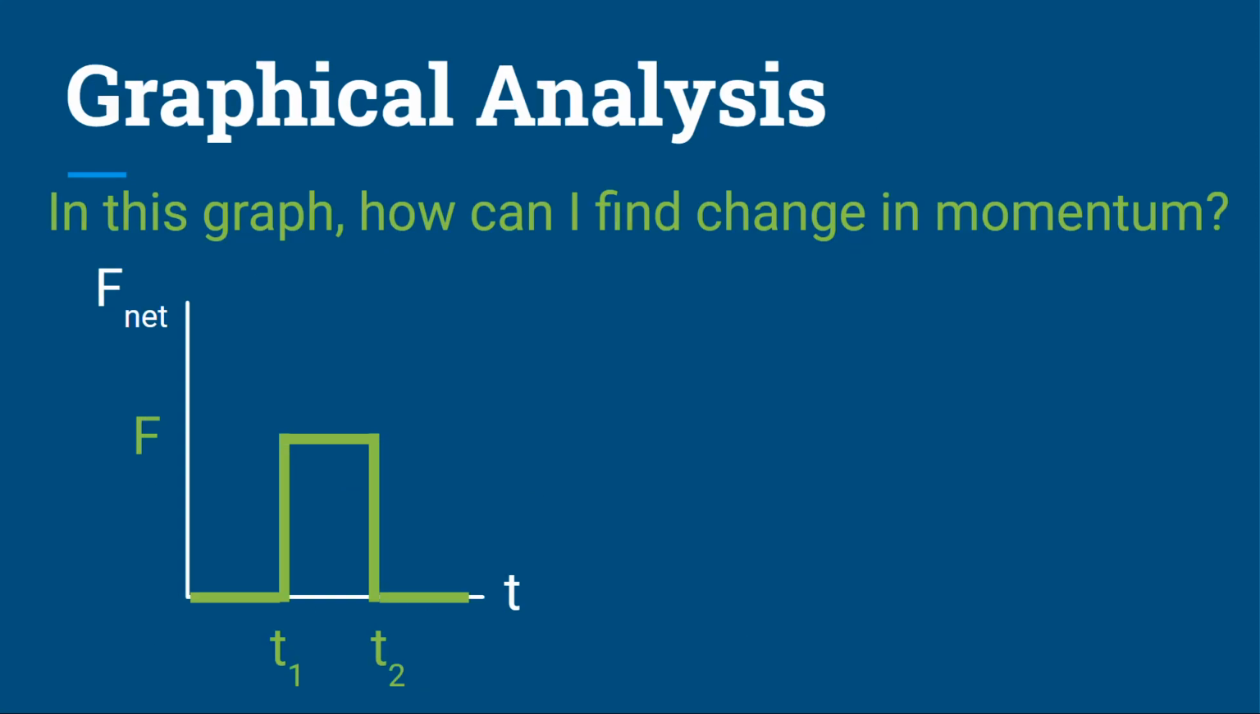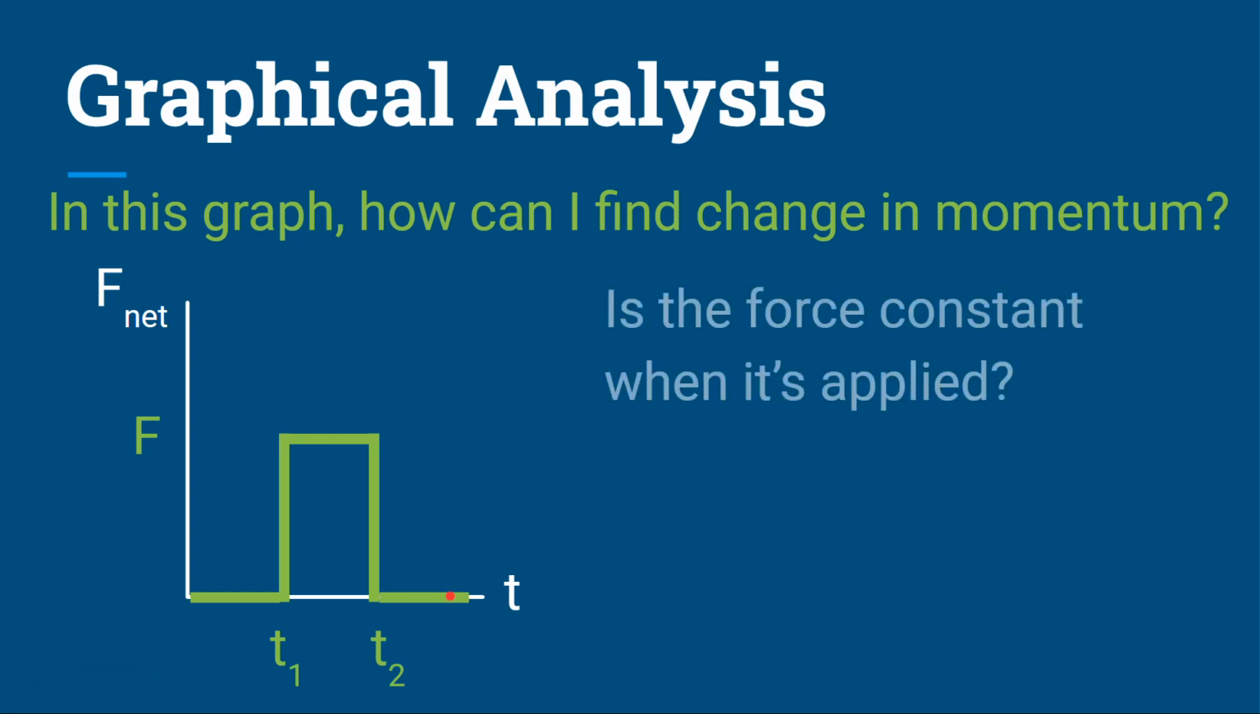All right, so let's look at this graphically. Okay, so in this graph, how can I find change in momentum? This is a force time graph, and you can see that I have a couple times labeled T1 and T2. I have initially no force and then a bunch of force, whatever this value is, applied between T1 and T2 and then back to no force again. Okay, so is this constant? Yes. Okay, this is a constant amount of force applied between T1 and T2.